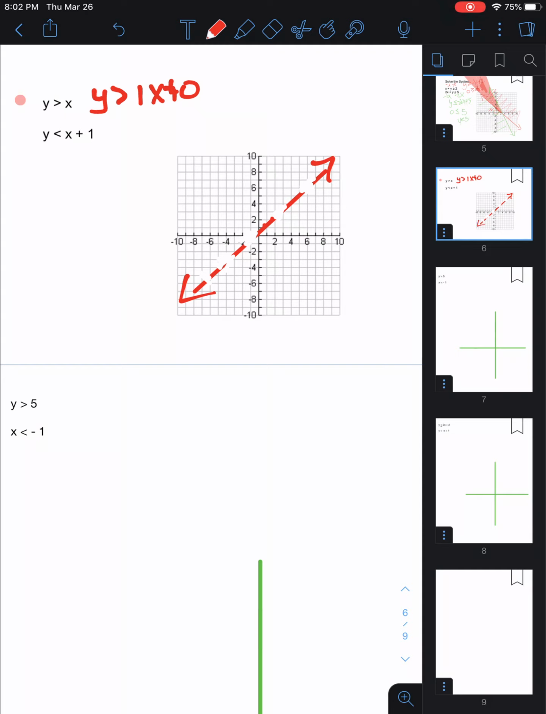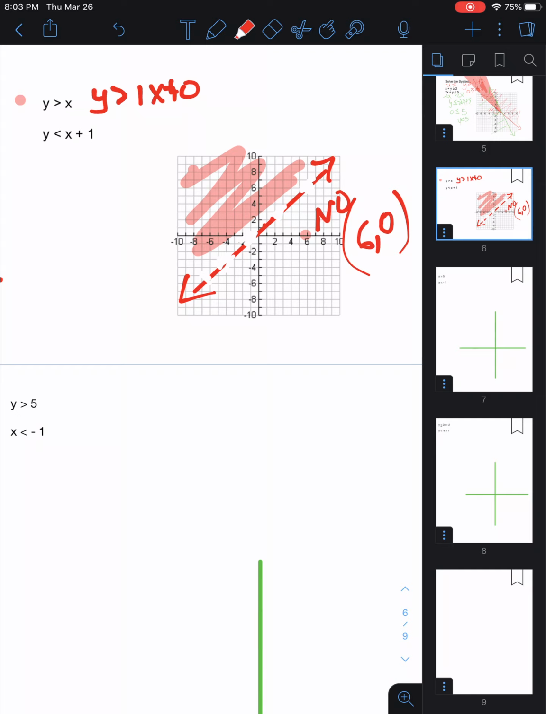And then I got to decide on the shading. So y is greater than x, greater than, so I'm going to just pick a dot, like we'll pick a dot over here. So this would be 6, 0. So if I put 6, 0 over here for red and plug that in, that's 0 greater than 6, and that would be a no. 0 is not greater than 6, so we'd shade up on this side.